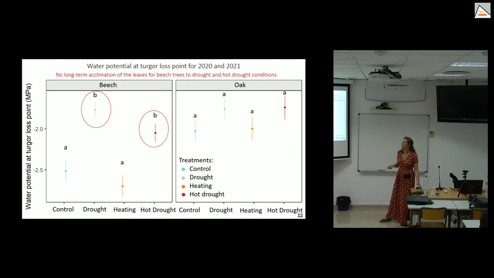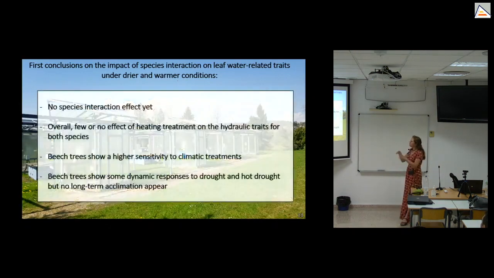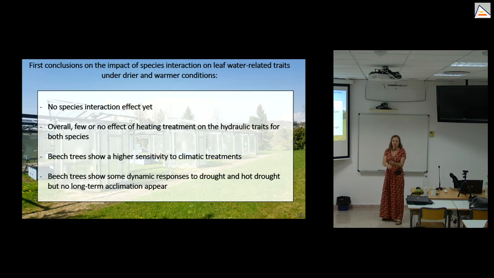hot drought treatment. So the main conclusion I can draw for my first chapter is, first, there is no effect of species interaction yet. This is a little bit surprising, but not so much, because species interaction takes a long time to be installed and to see effects. So I hope for the coming years I will maybe start to see some significant effect. Then overall, there is little or no effect of heating treatment on the hydraulic traits for both species.